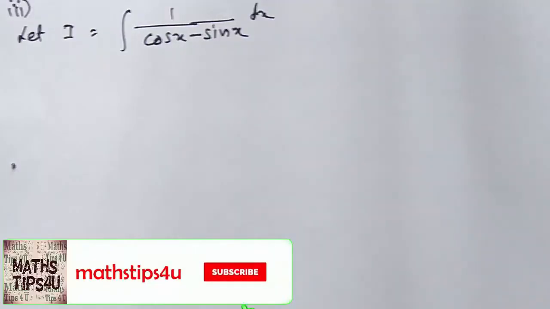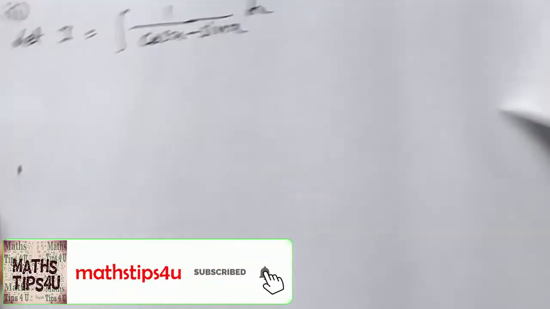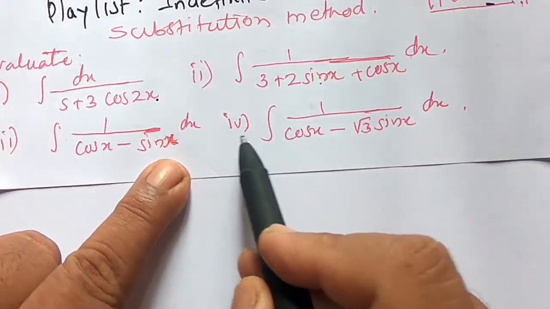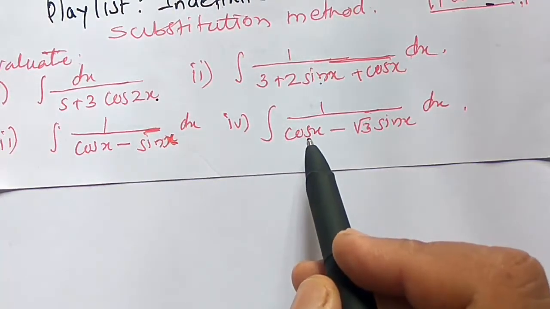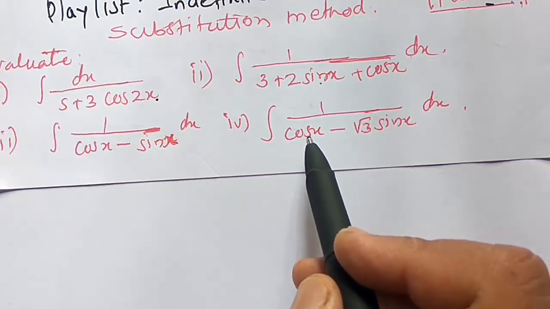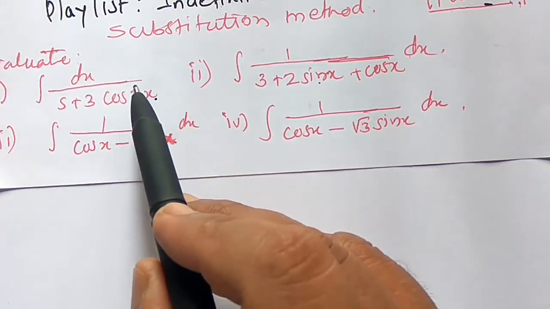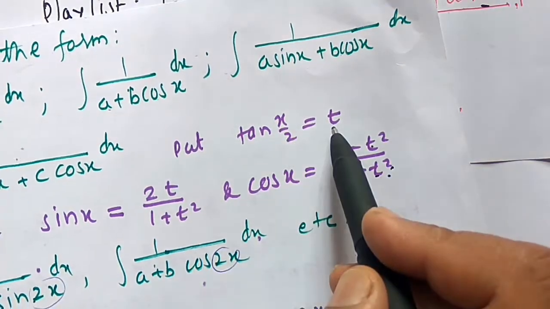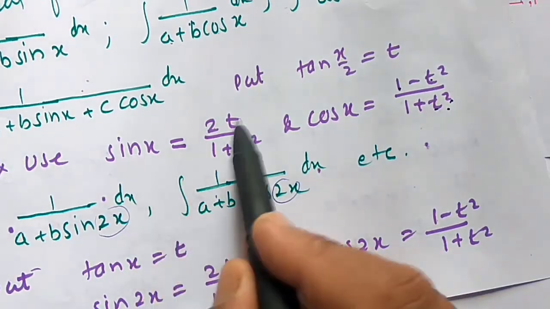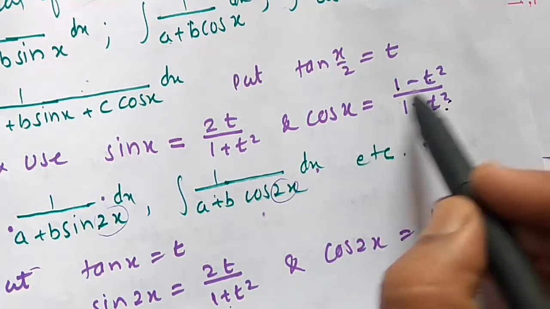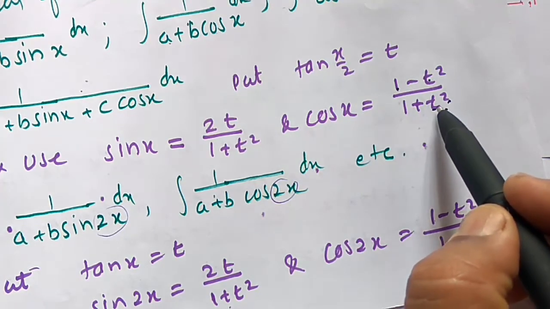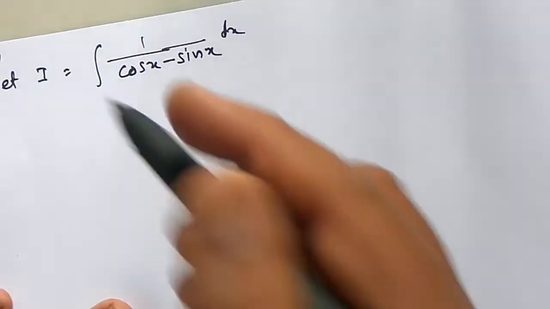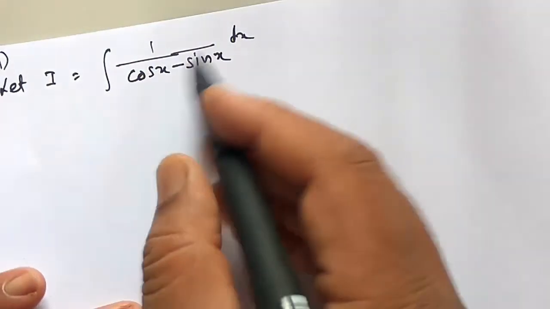Now I will solve example number 3, integration of 1 upon cos x minus sin x. Example number 4 is left to you for an exercise. It is an alternative method to the above method. In the above method, we have taken tan x by 2 is equal to t, and substituted sin x is equal to 2t upon 1 plus t square, cos x is 1 minus t square upon 1 plus t square. So we shall solve example number 3 with the alternate method.